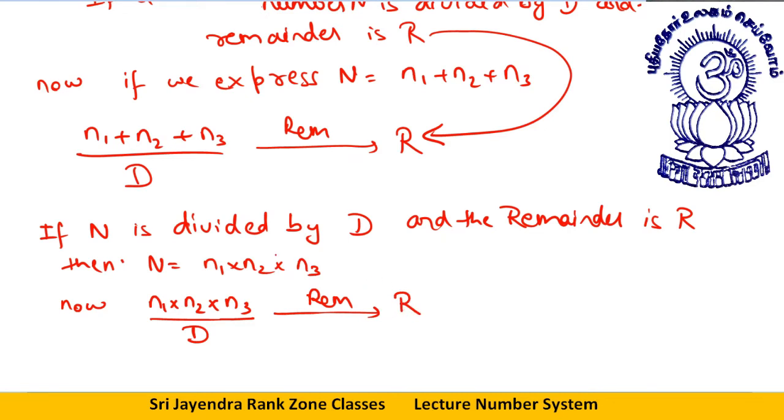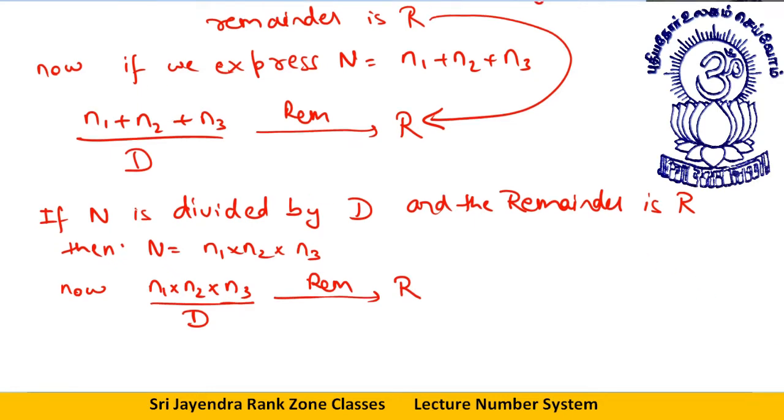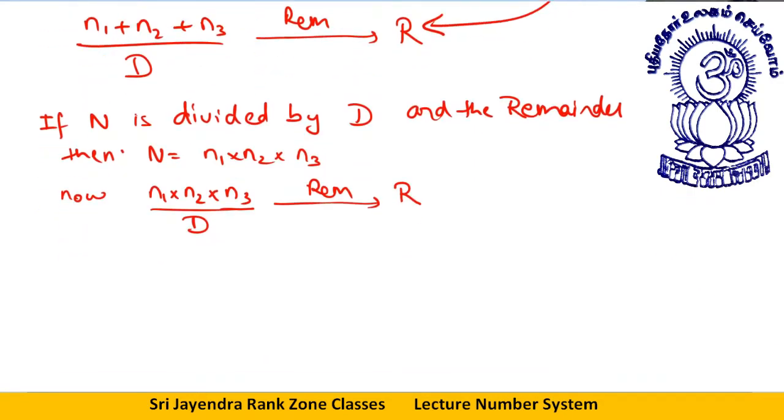Getting it, dear students? If you are being told to find the remainder of a very big number, let's say I ask you to find the remainder of 8192 divided by 7, or let's say 4096 divided by 7, and you really are not in a mood to do it. How will you do it?